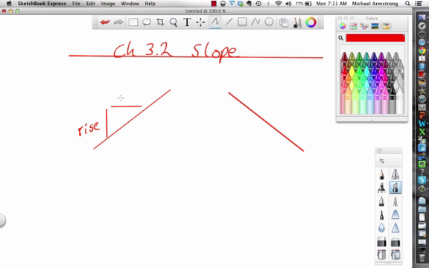Okay, and that's the direction. So we're going up, which is a positive rise, and we're going to the right, which is a positive run. This slope over here has a negative rise. It has a fall, and it has a positive run. So this is a positive slope over here, and this is a negative slope. So we have positive and negative.